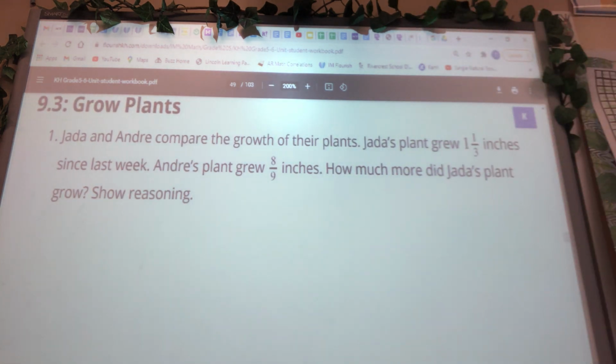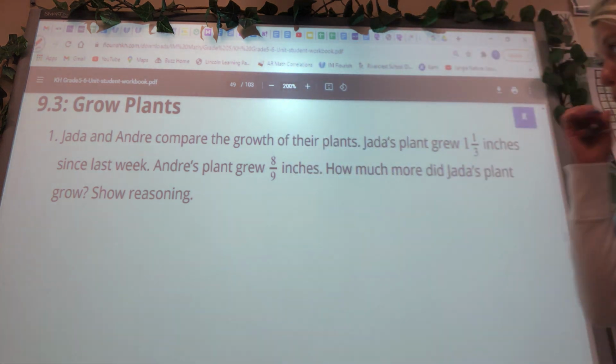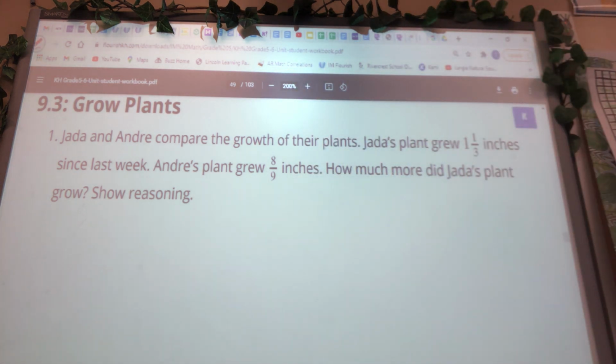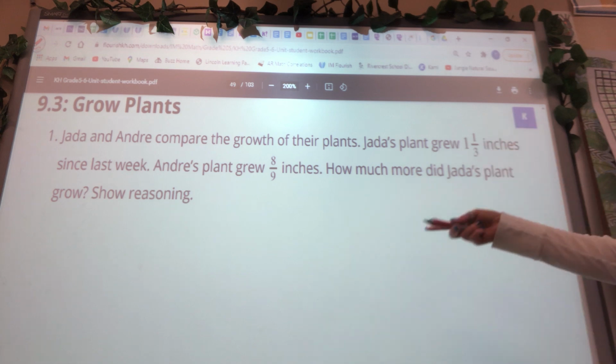All right. Jada and Andre compare the growth of their plants. Jada's plant grew 1 1/3 inches since last week. Andre's plant grew 8/9 inches. How much more did Jada's plant grow? If we're trying to find out how much more, what are we trying to find? The difference, which means we're going to subtract. Now I know that this one's going to go on top because I know it's larger because it has a whole number part. Good.